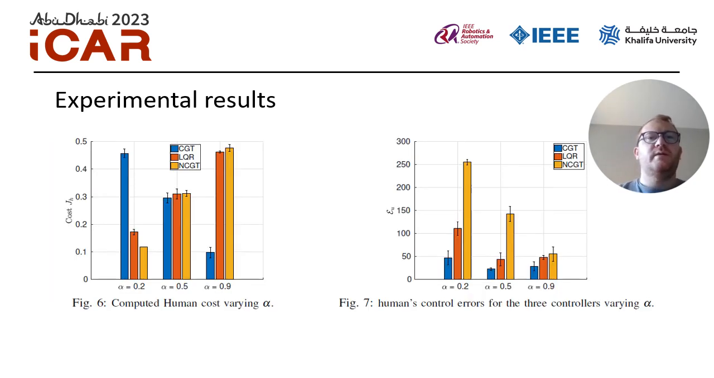Here you can see experimental results again. On the left, there is the measured human cost, showing that for low levels of alpha, the non-cooperative description is more favorable for the human. On the contrary, for high values of alpha, the cooperative game is better, still from a human point of view.